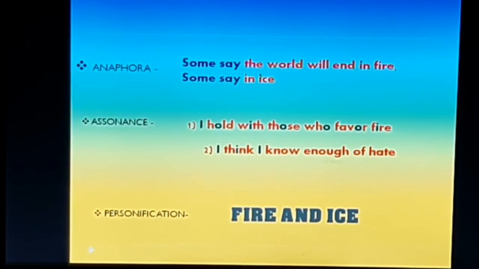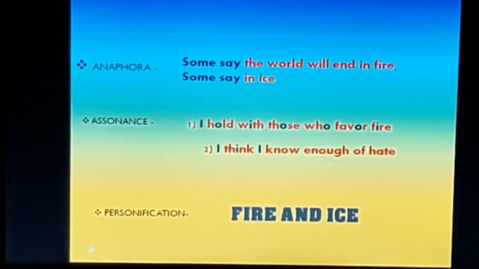The next one is assonance. It is the repetition of identical or similar vowel sounds in a series of words, phrases, or syllables. There are 2 examples of assonance. I think I know enough of hate. Here I and O are repeated again and again. Another example is I hold with those who favor fire. Here O is repeated again and again.